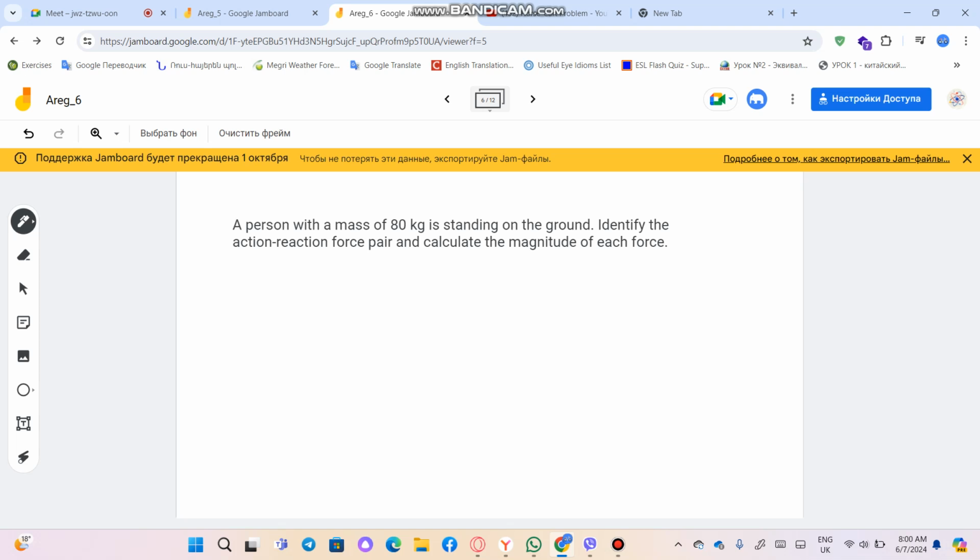A person with a mass of 8 kilograms is standing on the ground. Identify the action-reaction force pair and calculate the magnitude of each force.